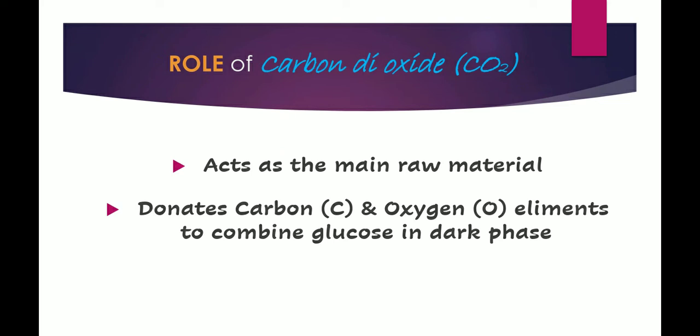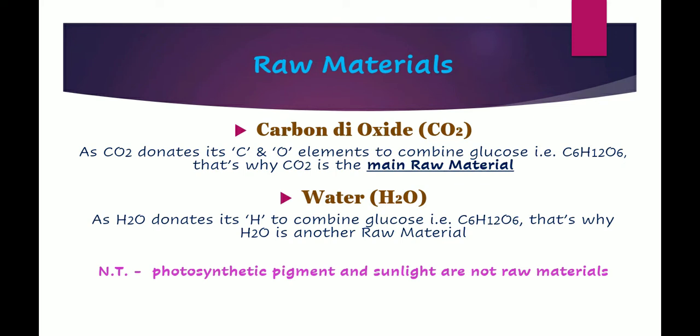Carbon dioxide acts as the main raw material, as it donates carbon and oxygen elements to produce glucose. Two important facts: carbon dioxide is the main raw material, but water is another raw material, though not like carbon dioxide. Mind it, photosynthetic pigments and sunlight are not raw materials.